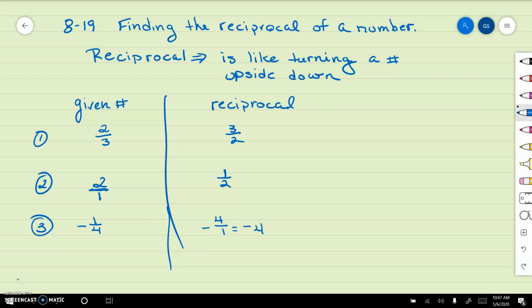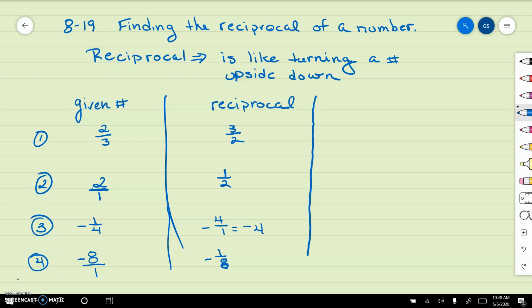All right, last one, -8. Okay, so again, I want it to be a fraction. That makes it easier. So I put -8/1. Now I can turn it upside down. I can flip it. So it becomes -1/8. If you notice, I don't change the sign, okay? When I'm finding the reciprocal, I do not change the sign.